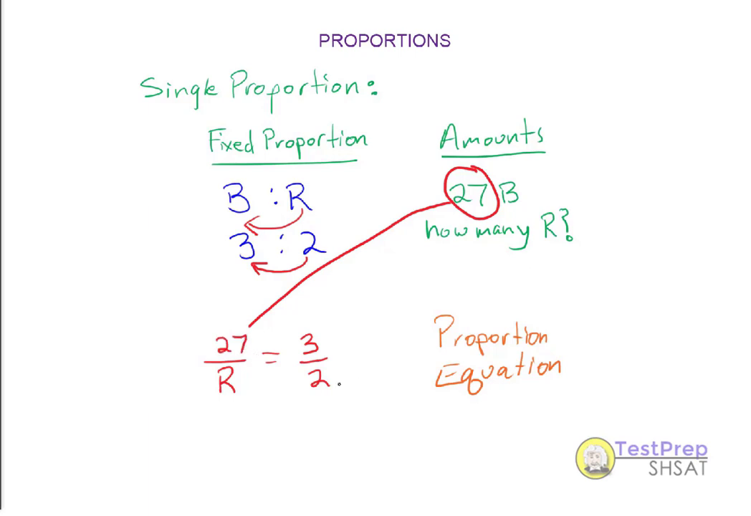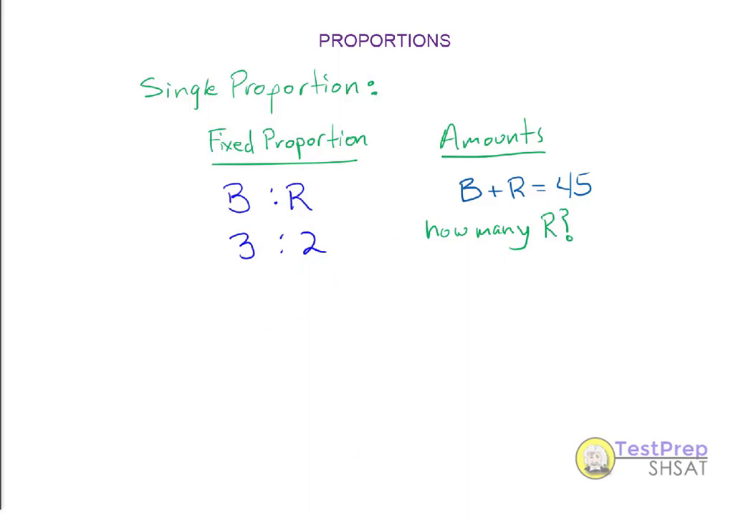I'm going to substitute that amount in for the number of B's over here. Now I have a proportion equation with one variable that I can solve for, R, and it answers the question on the simple case: how many R would there be given the fixed proportion if there are 27 B's? And the answer is R equals 27 divided by 3 is 9 times 2. R is 18.